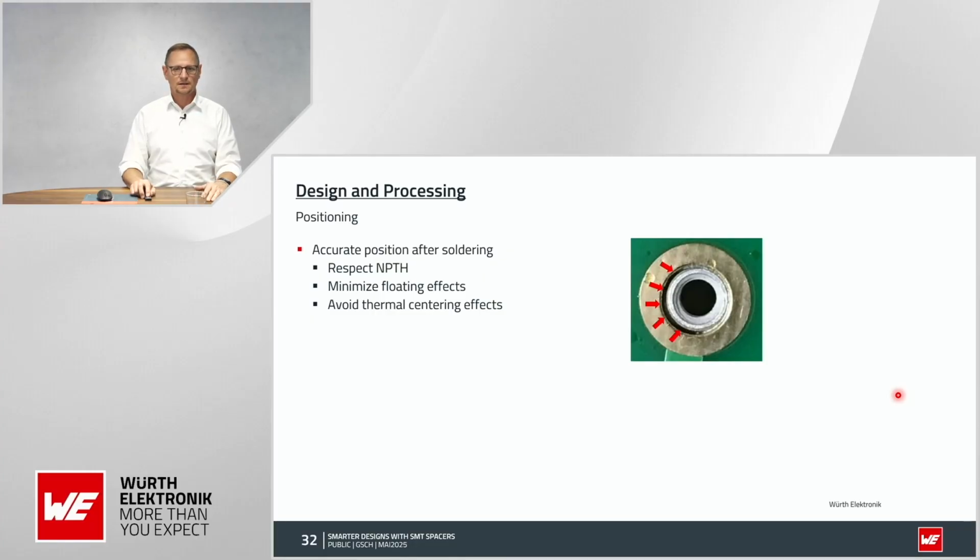Therefore, we should take care about the non-plated through-hole and minimize the floating effects. Now, what is a floating effect? A floating effect can happen if you have large components very close to the SMT spacers. You have thermal shadows, so the component is not heating up perfectly, and therefore it can be drawn out of the position. What also happens is that there can be large ground planes which draw away the heat and therefore draw away the component a little bit.